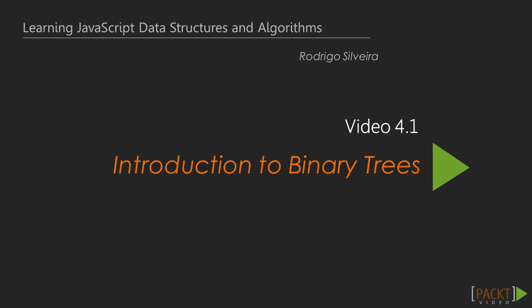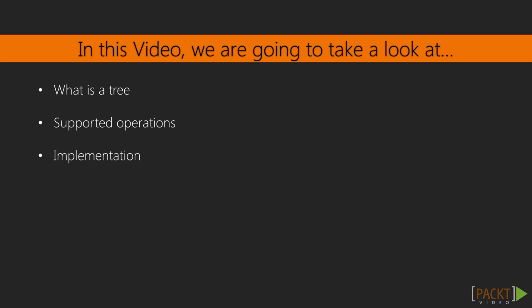Let's get started with trees and binary trees. We'll begin by looking at what a tree is and what kinds of problems we can solve using them. Next, we'll go over the supported operations of a tree. After that, we'll look at a simple implementation of a binary tree using JavaScript. Finally, we'll go over a real-world example of using binary trees for lightning-fast search.